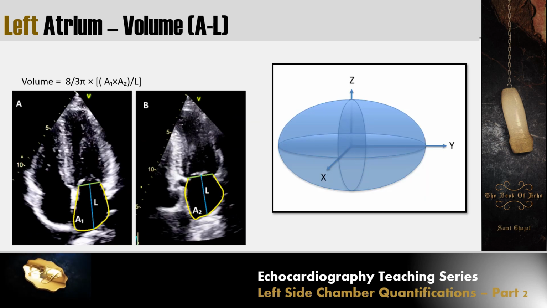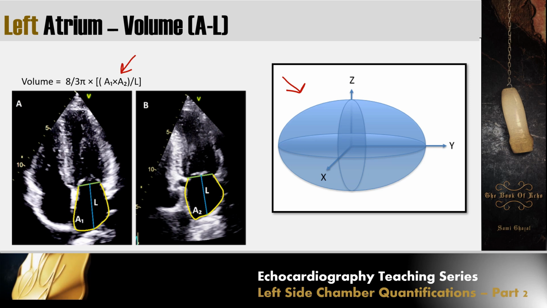Now proceeding to left atrial volume utilizing the area length method, we utilize this equation, which is usually embedded in the software. And why this equation? Because this is the equation of the volume of an ellipsoid. This is the shape of an ellipsoid, which is an egg shape, and this is an assumption of the LA shape. This is why the method of disc is better in volume assessment than the area length method, which will assume a fixed geometrical shape of the cavity.